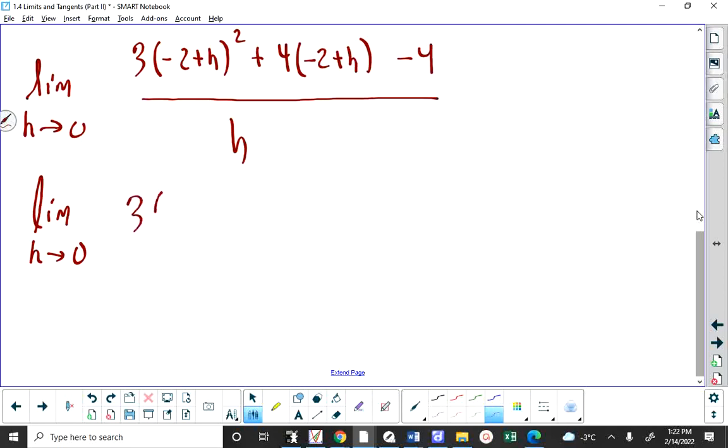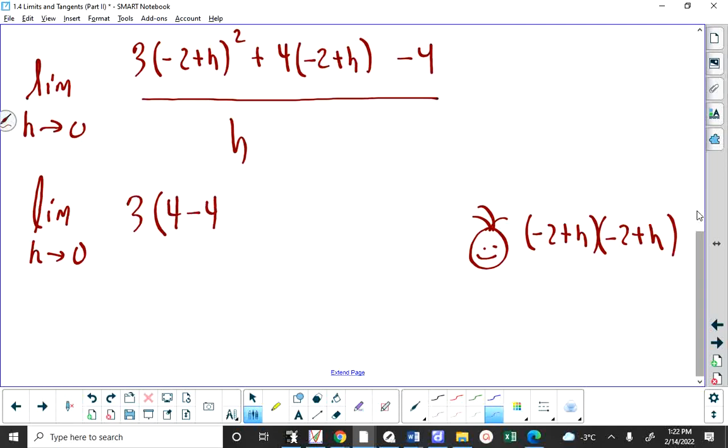I need to take 3 times the product of negative 2 plus h times negative 2 plus h. So this is what's going on in my head. I'm taking negative 2 plus h and multiplying it by negative 2 plus h and getting 4 minus 4h plus h squared. Double check that line. Negative 2 times negative 2 is 4, minus 4h plus h squared.